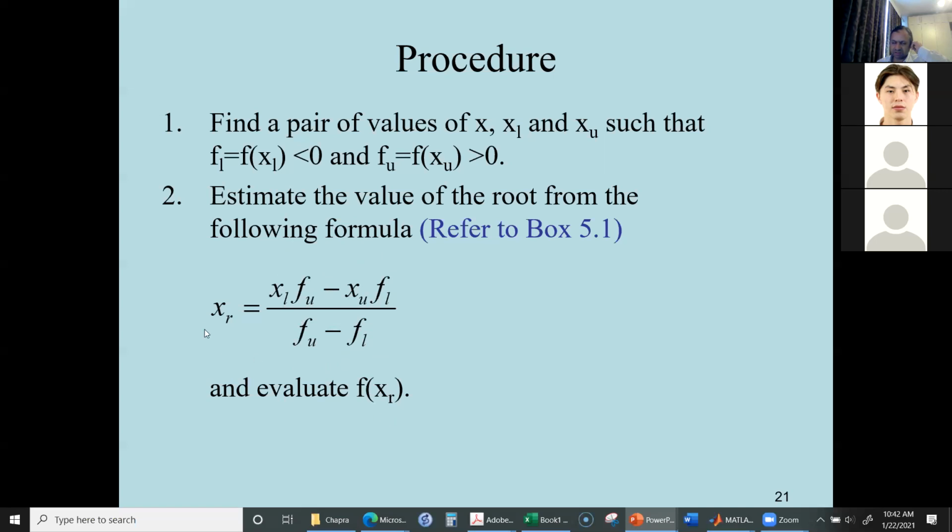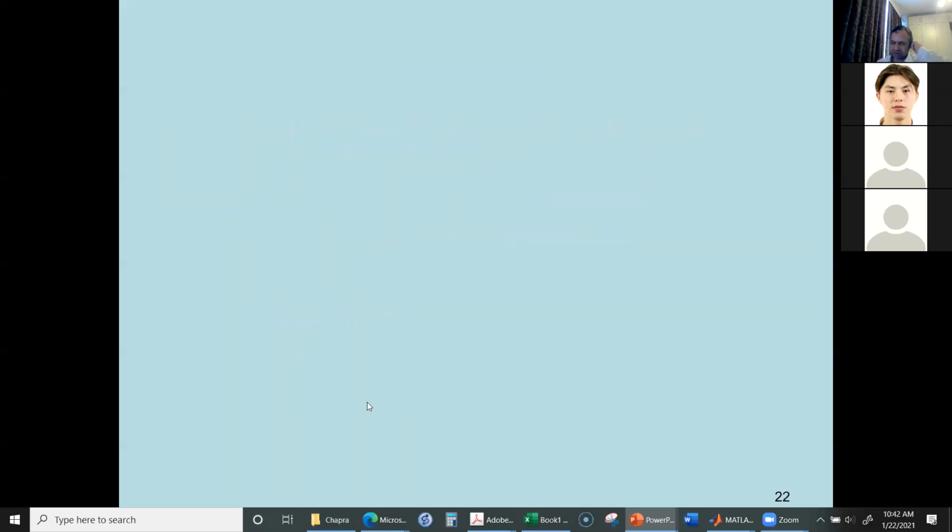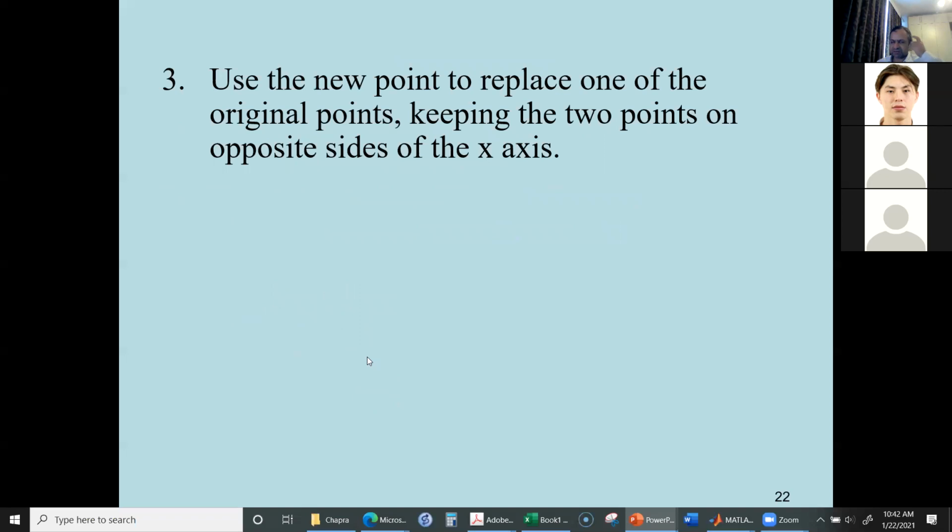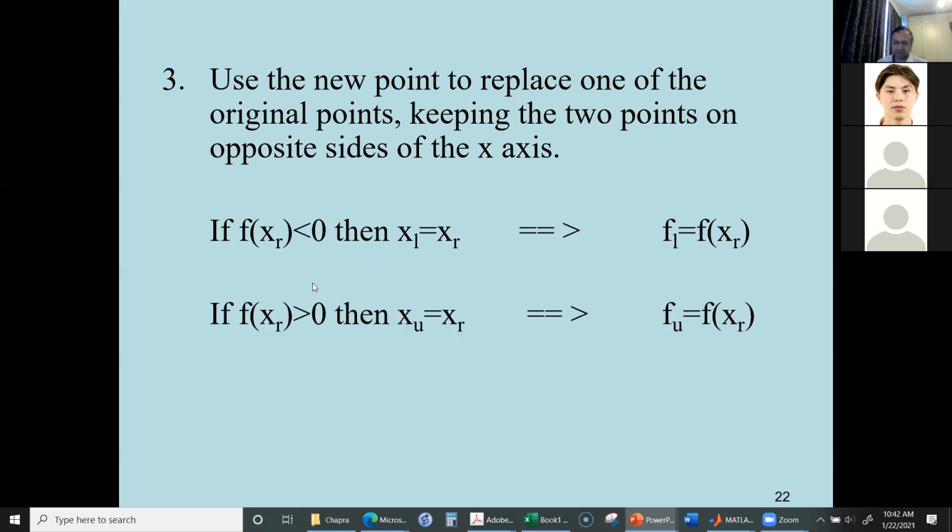Then you can determine the x value of xr, and then you determine f of xr. Then, for the new value of xr, if it is between these different points, you can determine it. So use the new point to replace one of the original points, keeping the 2 points on the opposite sides of the x-axis. If f of xr is less than 0, then xl is equal to xr, and fl is equal to f of xr. And if f of xr is greater than 0, then xu is equal to xr, and fu is equal to f of xr.